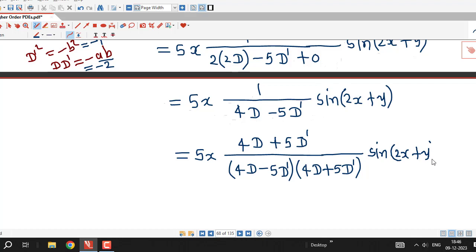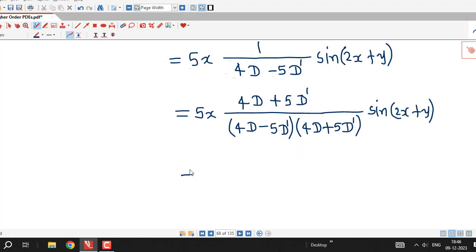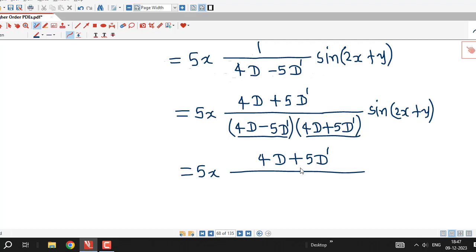Sine of 2x plus y. Now this is equal to 5x. We will keep this quantity as it is. First 4d plus 5d dash as it is, and this is the standard formula of a minus b into a plus b, that is 4d whole square, which is going to be 16d square minus b square. Instead of b we have 5d dash, so square of 5d dash is 25 times d dash square, and I have to write sine of 2x plus y.